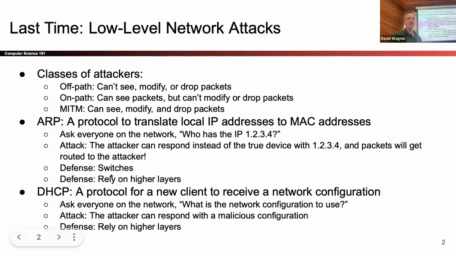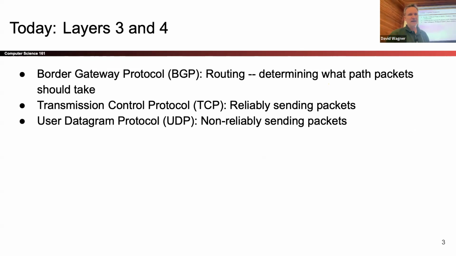All right. So we talked last time about low-level networking protocols, especially local area network stuff like ARP and DHCP and how they can be attacked. And what I want to talk about today is wide area network protocols. BGP, which is a routing protocol, which is how do my packets get to Amazon? How do they find their way to Amazon servers? TCP, which is about how to make sure that my data is transmitted reliably over the internet when the low-level IP protocol is not reliable, and UDP, which is an alternative to TCP.